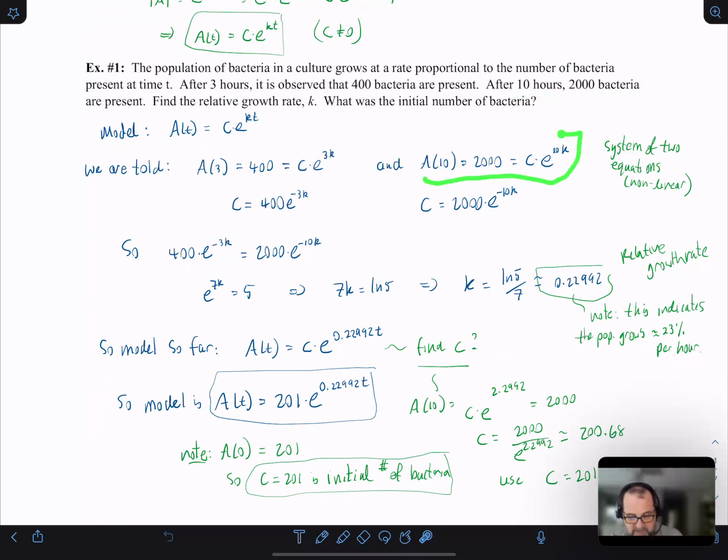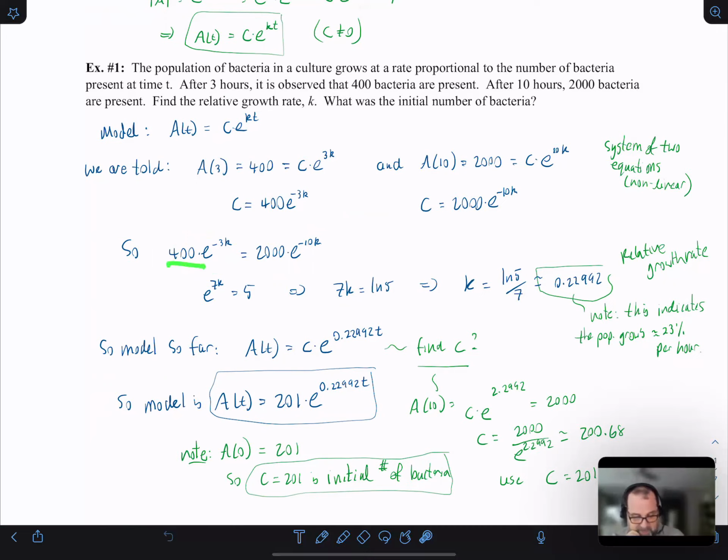That can be written mathematically this way. So A of 10 equals 2,000, or 2,000 equals C e to the 10k. We then have basically two equations in C and in K that we can solve. If you set them both equal to C, you must set those two equal to each other. You can then solve this for K.